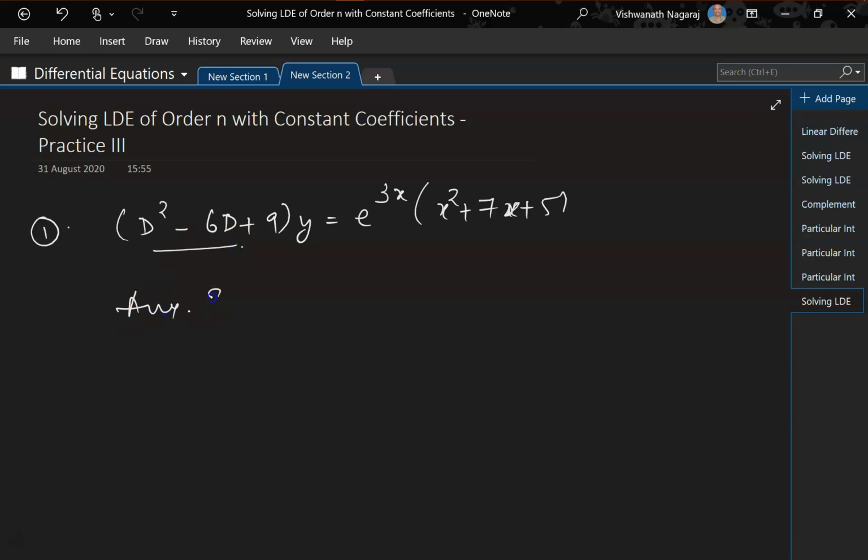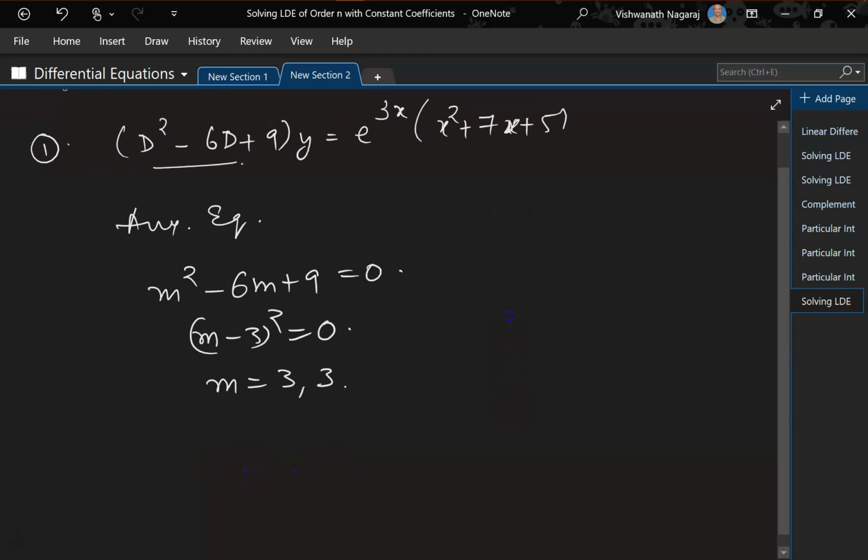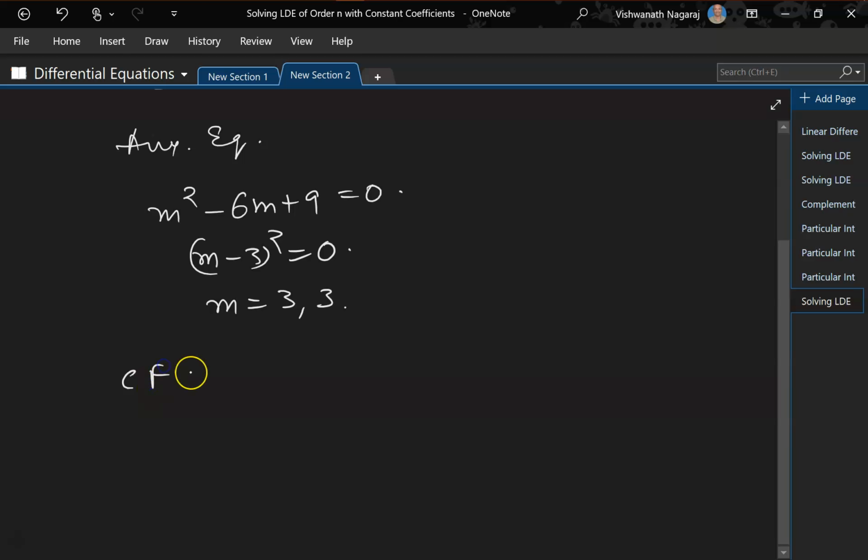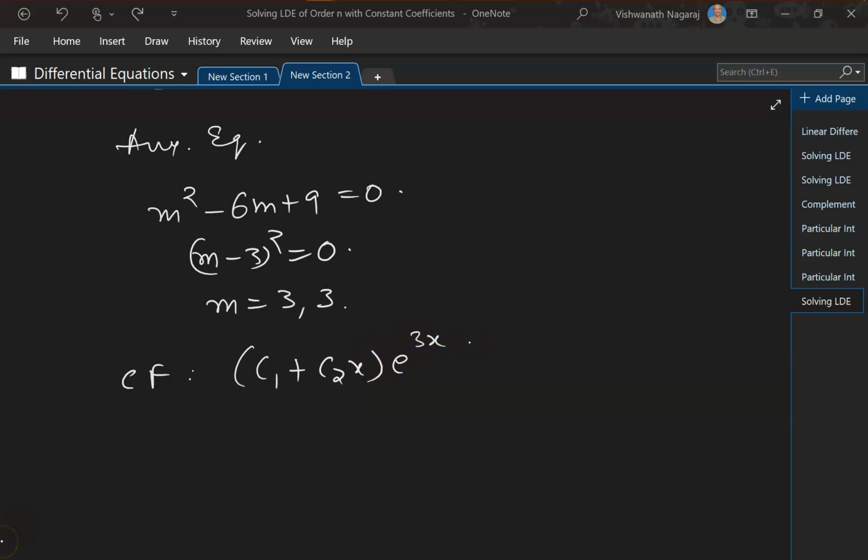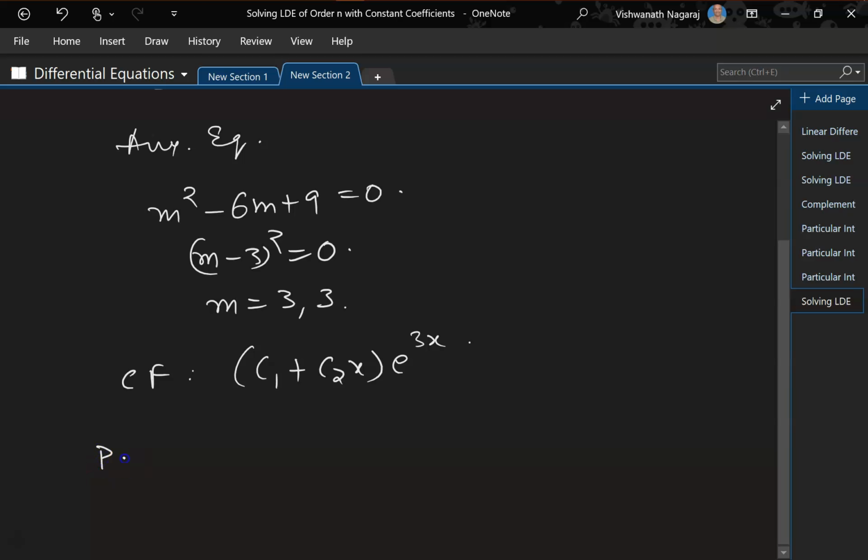auxiliary equation, that is m² − 6m + 9 = 0. This is straightforward: (m − 3)² = 0, which means m = 3, 3. So the complementary function would be (c1 + c2x)e^(3x). Now let's try to figure out the particular integral.